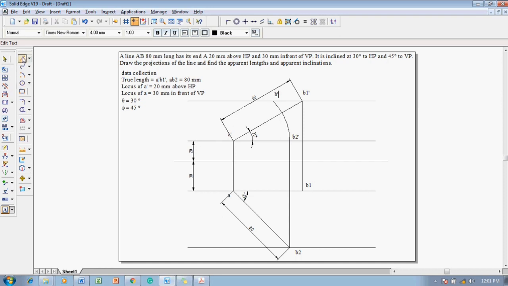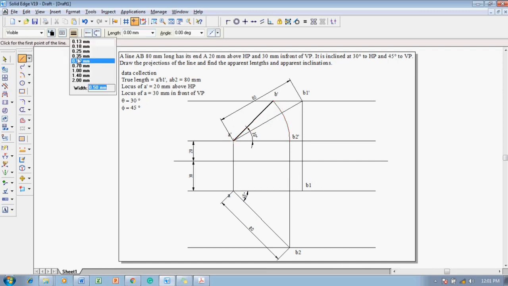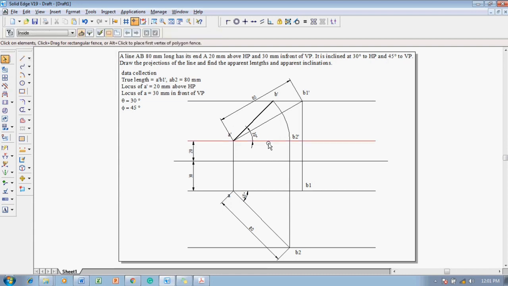And this line A dash to B dash is the required front view when the line is inclined to both the planes. Hence, using a line command with a thickness of 0.5 mm, one can draw it as a dark line. Then in the same fashion, make use of an arc by center point with thickness of 0.13.